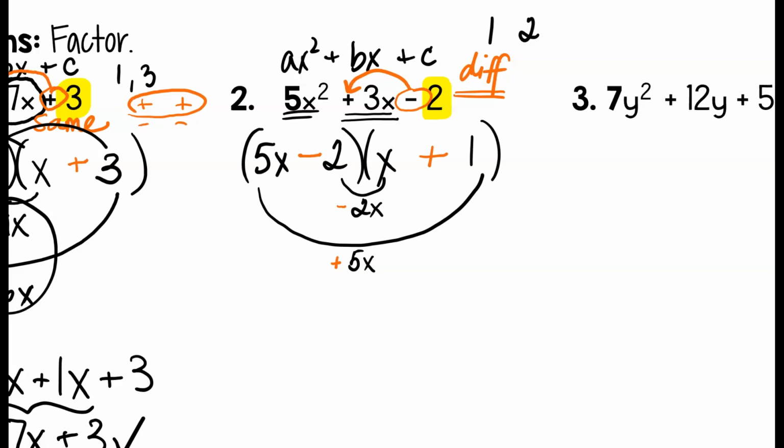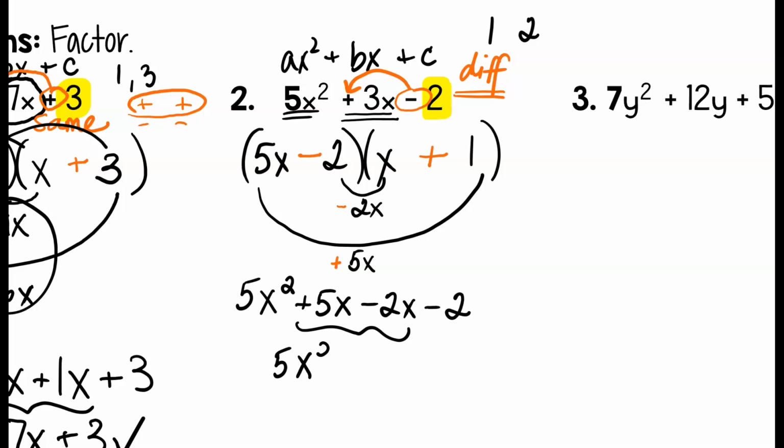When we check, we get 5x squared. The outer gives us positive 5x. Inner gives us negative 2x. And negative 2 times 1 is negative 2. When we add the middle two terms, we get that positive 3x that we need.